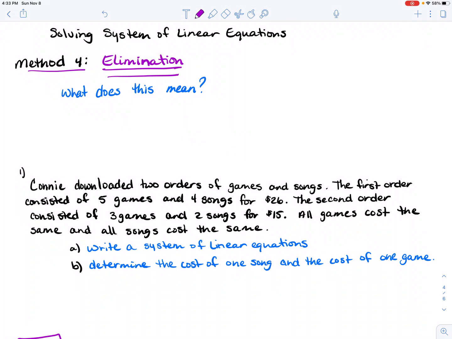Welcome to the third tutorial in solving a system of linear equations. Today we're looking at method 4, elimination.